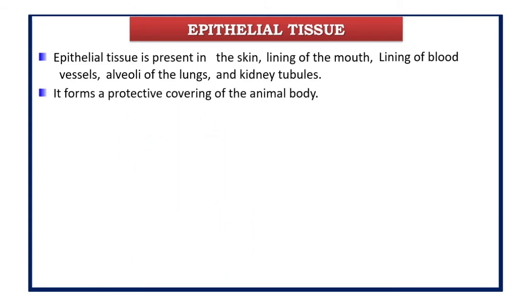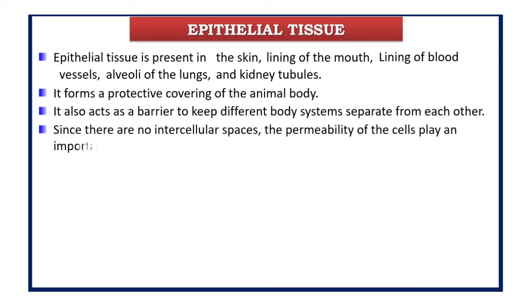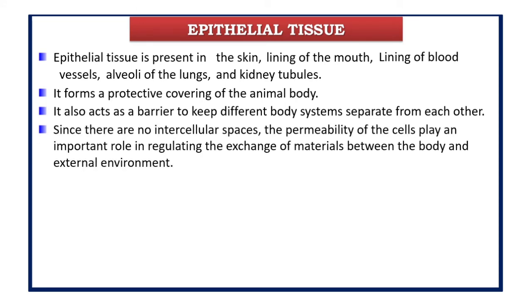The epithelial tissue forms a protective covering of the animal body. It acts as a barrier to keep the different systems of the body separate from each other. Since there are no gaps between this tissue, the permeability of the cell plays a very important role in regulating the exchange of material between the body and the external environment. Because the tissue is permeable, things can go and come in because of this permeable nature of the membrane.